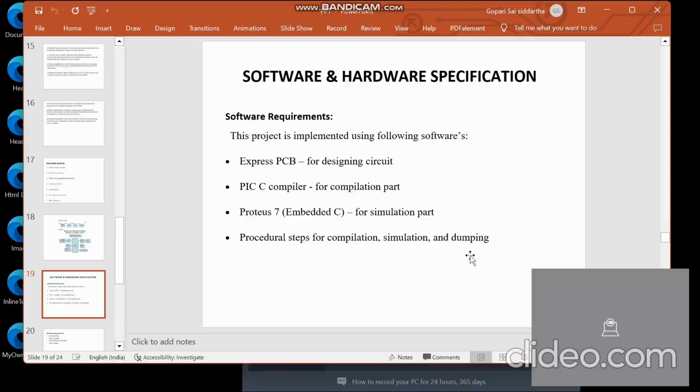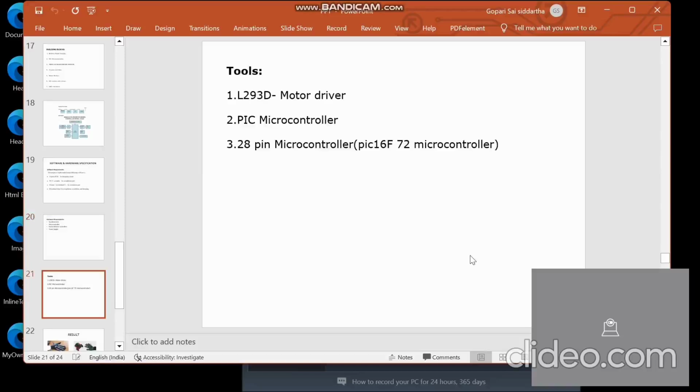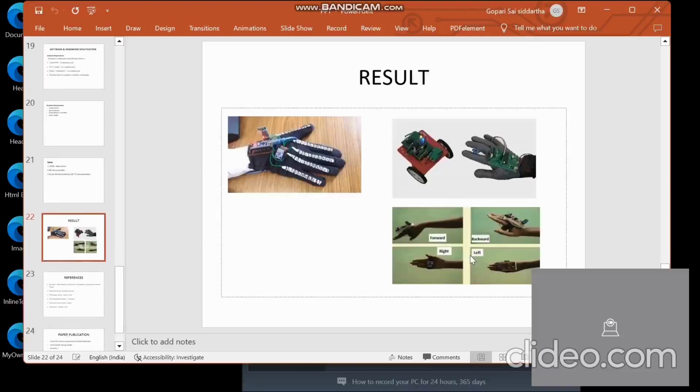The software requirements are Express PCB, PIC compiler, Proteus 7, and procedural steps for compilation, simulation, and dumping. Some of the hardware requirements are an accelerometer, microcontroller, motors and motor controllers, and power supply. Some of the tools used in this project are the L293D, which is a motor driver, and the PIC microcontroller, a 28-pin microcontroller, that is the PIC16F72.